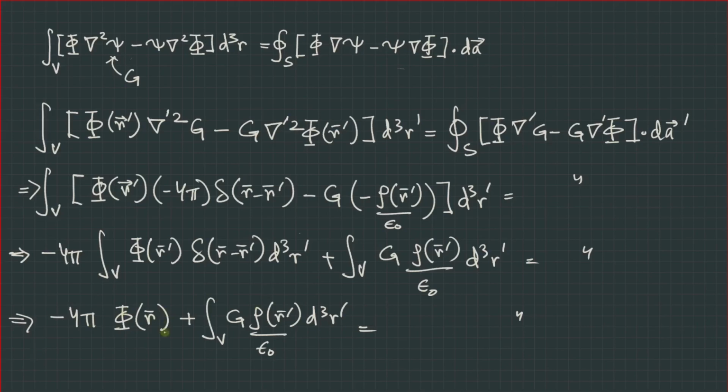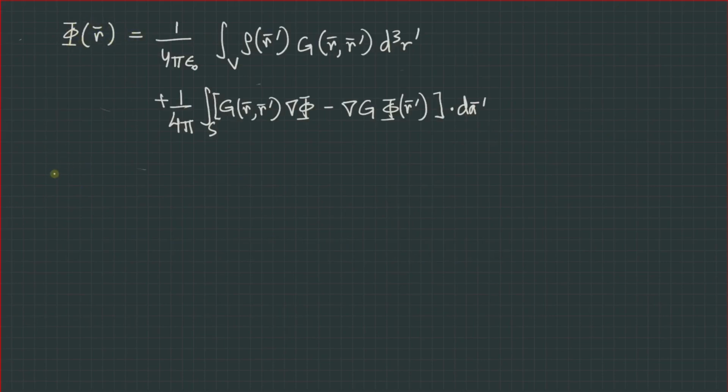Simplifying all of this and separating out what we need to find, that is the potential at r, we finally arrive at the equation that we are interested in. So in case of the Dirichlet boundary condition, you will notice that this will be given to us, alright?